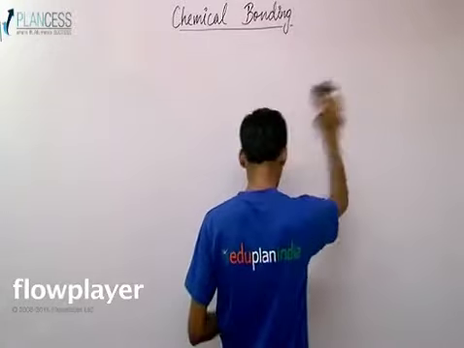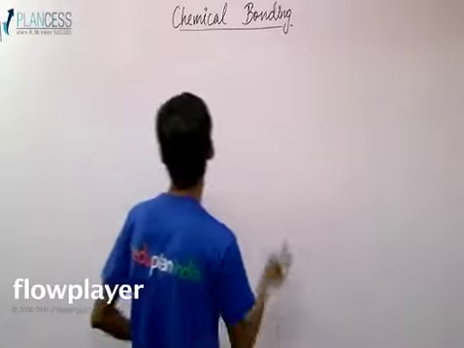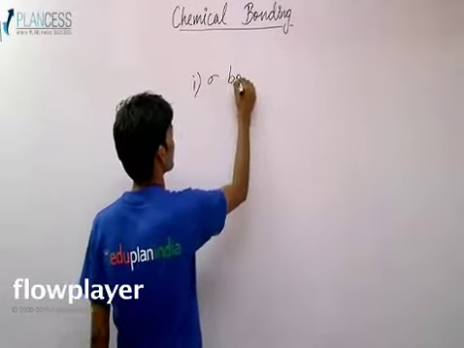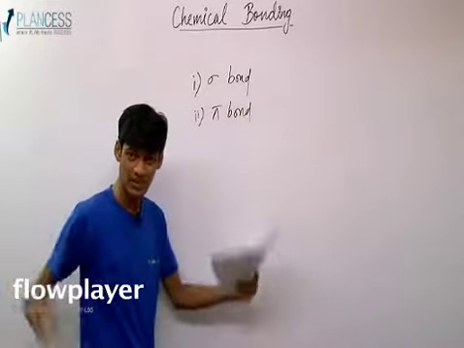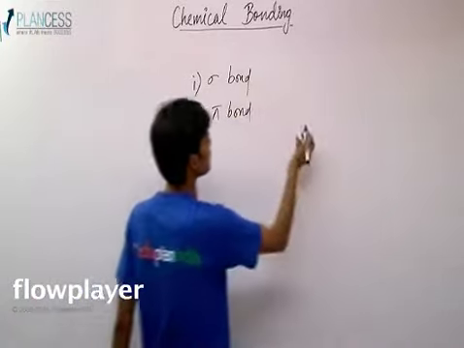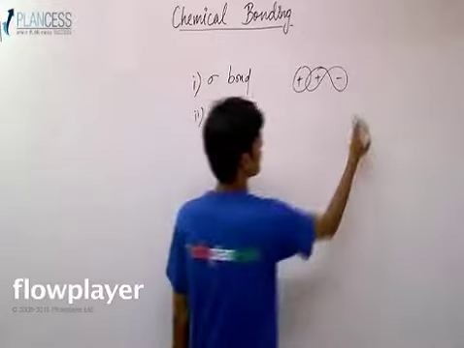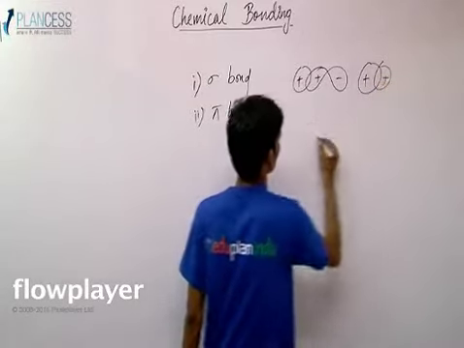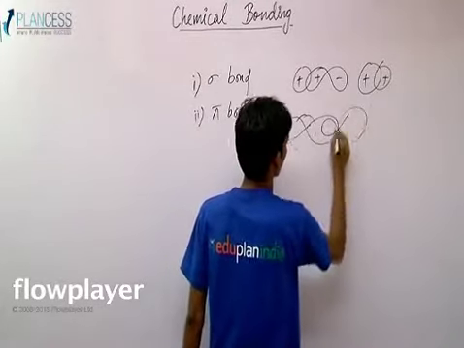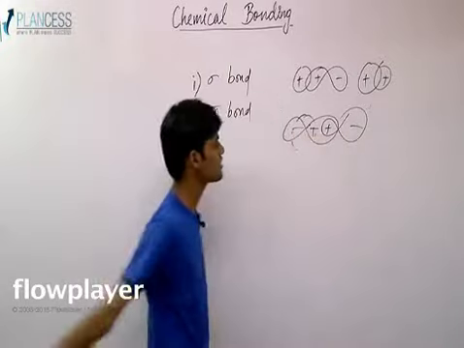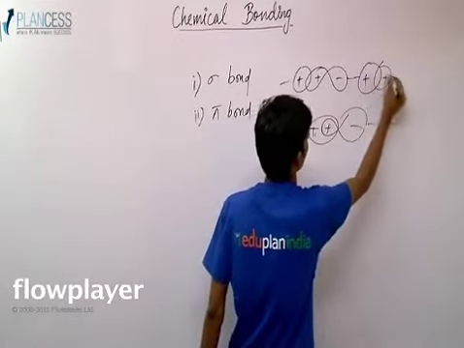Now based on this overlapping, there are two types of bonds, sigma bond and pi bond. The first is the sigma bond and the second is the pi bond. So sigma bond is always formed by head-on overlapping. I showed you some examples: one case could be like this, plus between the s and p, one could be between the s and s, and one could be between the p and p. So this is plus, this is minus. So these three are examples of sigma bond formation in which head-on overlapping is taking place.